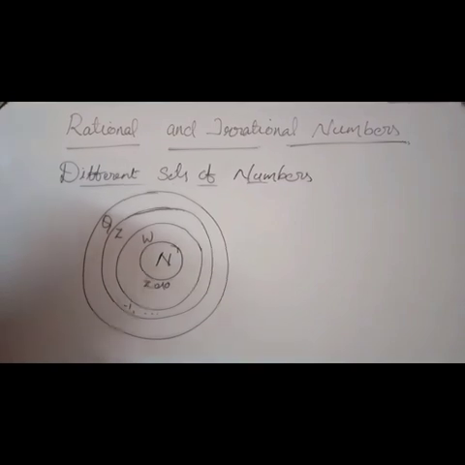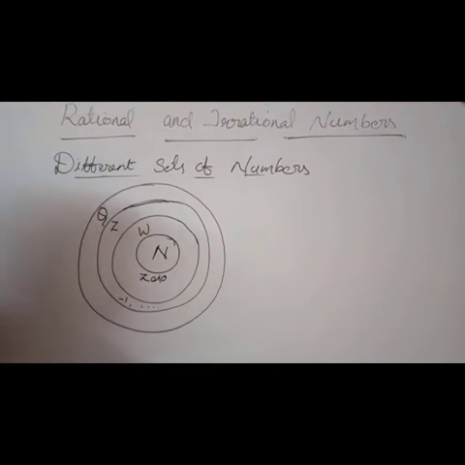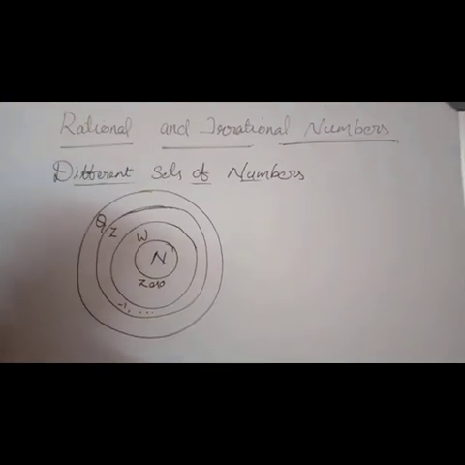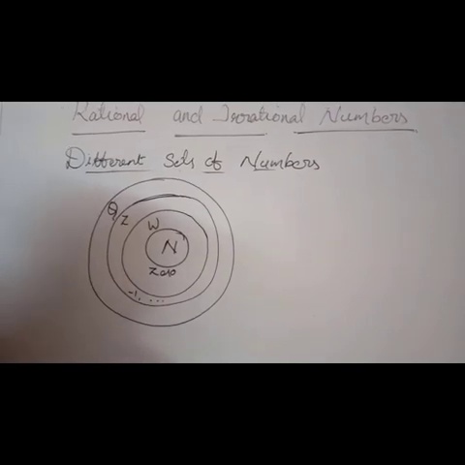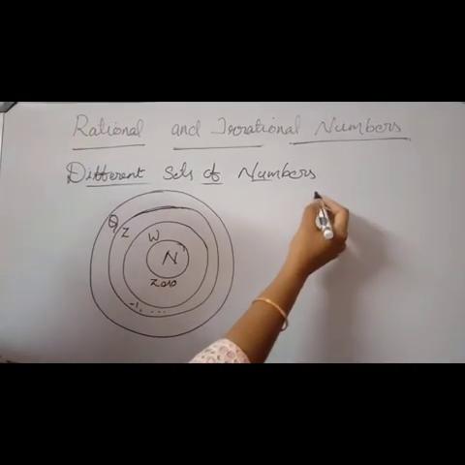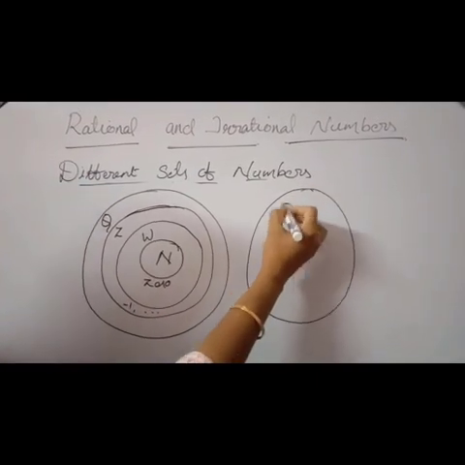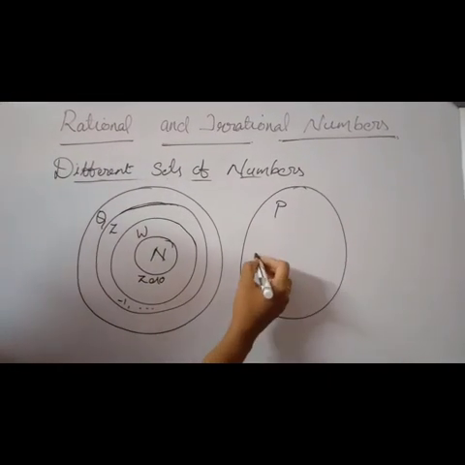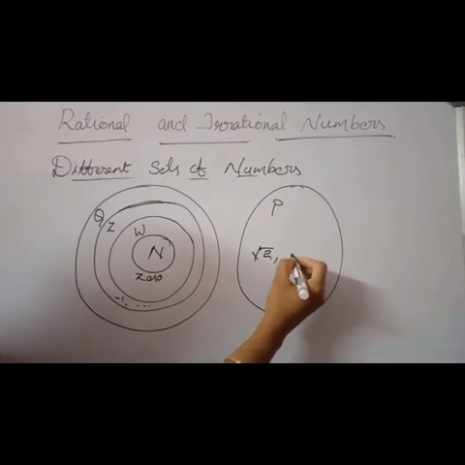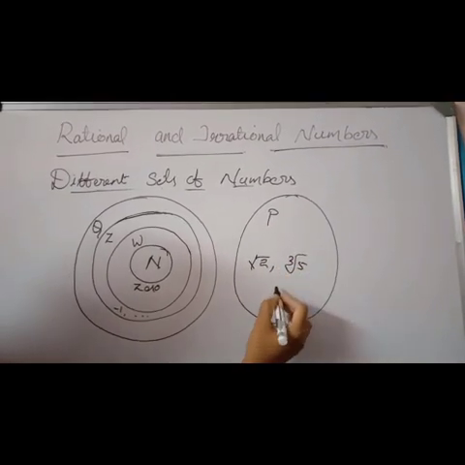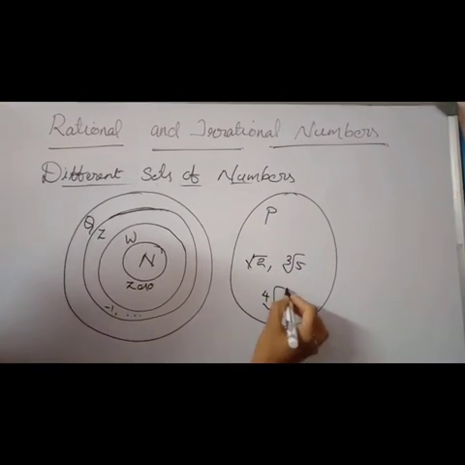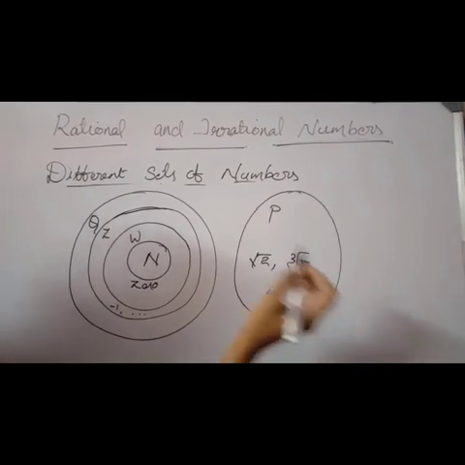I have told you we have another set of numbers, the set of irrational numbers, which consists of root 2, cube root of 3, square root of 5, all such numbers. That forms a different set, the set of irrational numbers. It's represented by P, and this has numbers like root 2, cube root of 5, fourth root of 7, etc.